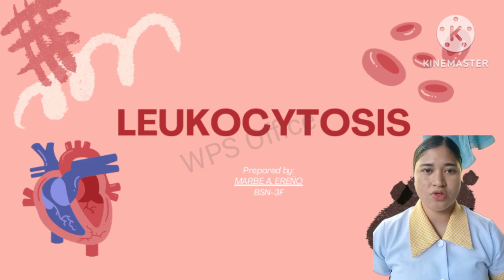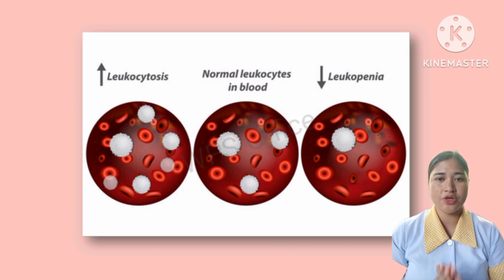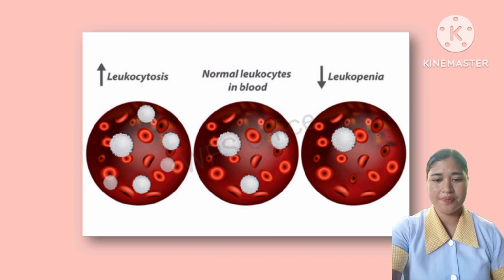I'm here to discuss leukocytosis. The next slide shows the difference between a normal white blood cell count, an increased white blood cell count, and a decreased white blood cell count. When the WBC decreases, it's called leukopenia, which is on the right side. When the WBC increases, it's called leukocytosis, which is on the left side. In the middle is the normal leukocyte count in the blood. So you can see the differences of the three.